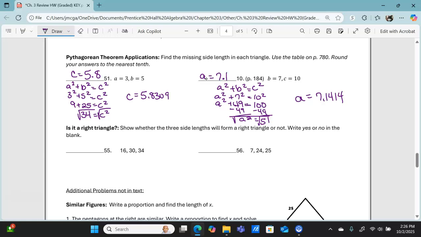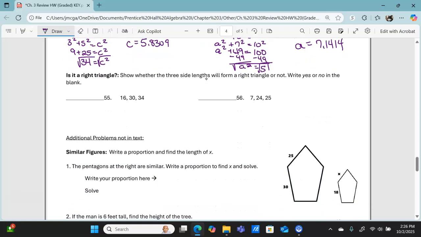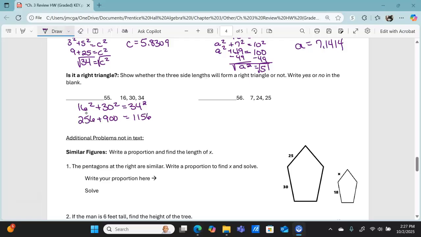On this one, 55 and 56, we have to tell whether or not they are a right triangle, so we're going to take the 2 smaller numbers. Those are the legs. So we do 16 squared plus 30 squared. Does that equal 34 squared? And so you would use the table to look up these unless they were ones within the grouping that I had told you needed to know. So 16 squared is 256, and those groupings are the perfect squares between 1 and 15. 30 squared is 900. Those two add up to 1156, which is 34 squared. So yes, this is a right triangle.